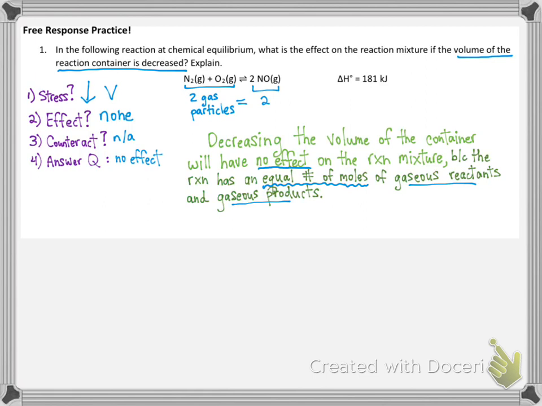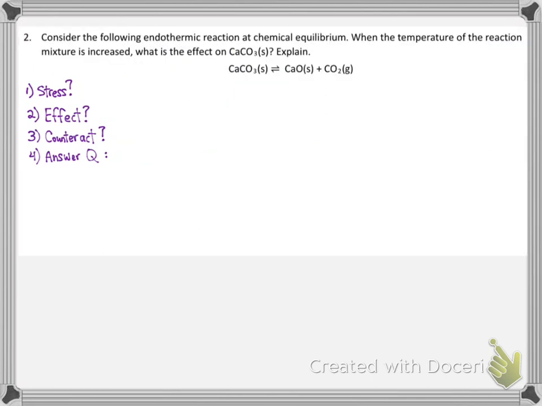Okay. Check your answer. How did you do? Did you hit the important points? Notice I was very specific about saying the reaction has an equal number of moles of gaseous reactants and gaseous products. I didn't just say, oh, well, the gas numbers are equal, or the moles of gas are equal. The moles of gas where? You have to be specific. That is the key word for all AP Chemistry free response. All right, on to the next.